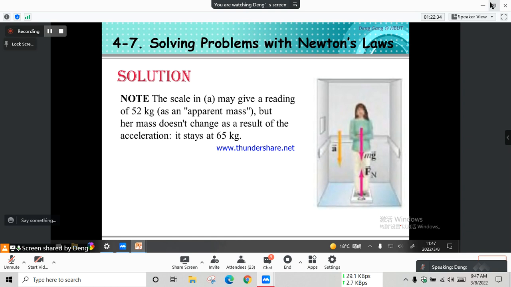Okay, so this is called apparent mass. If it's falling with acceleration g, if a is equal to g, what will happen? The read will be 0. Because if a is equal to g, that means Fn is equal to 0. The scale has no force on you, and you have no force on the scale, according to Newton's third law. That is called loss of weight.